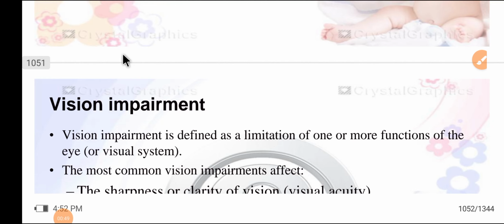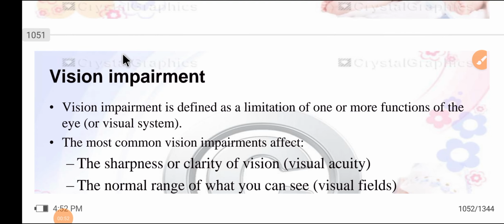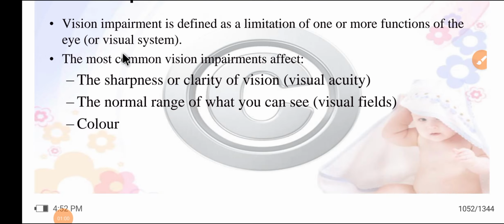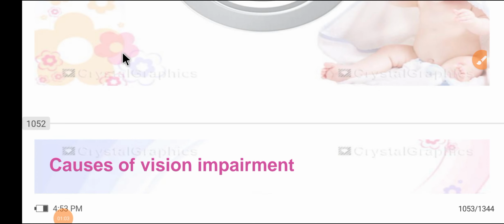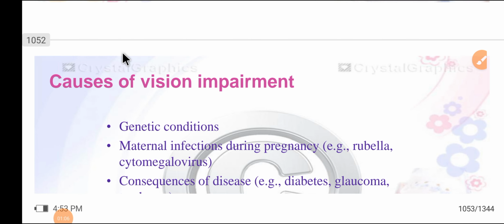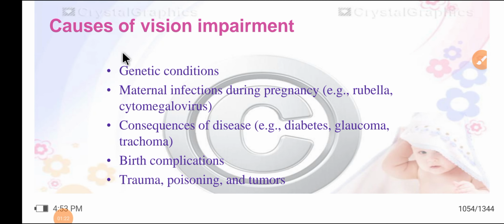The most common vision impairments affect the sharpness or clarity of vision, visual acuity, the normal range of what you can see, visual fields, color. Causes of vision impairment: genetic conditions, maternal infections during pregnancy, rubella, cytomegalovirus, consequences of disease, diabetes, glaucoma, trachoma, birth complications, trauma, poisoning, and tumors.